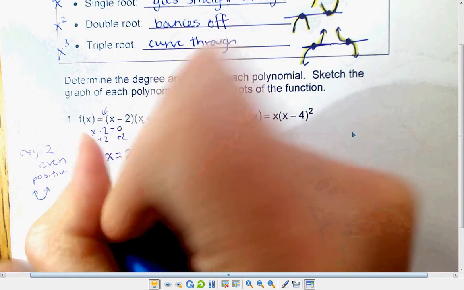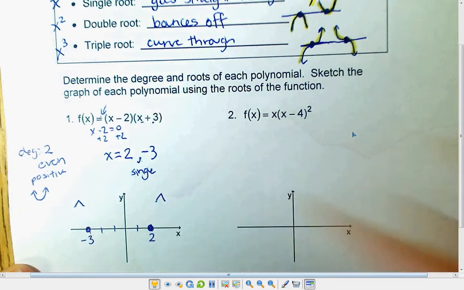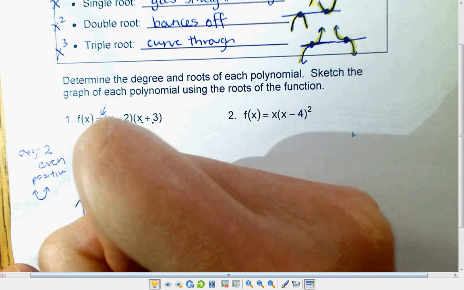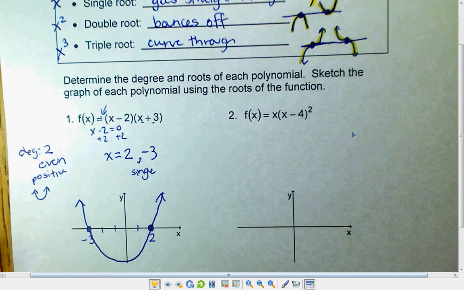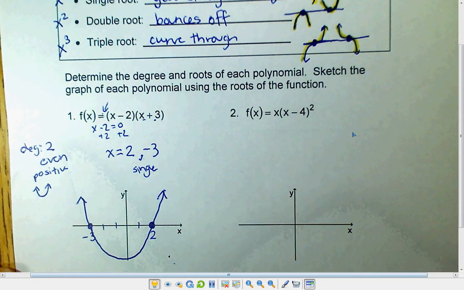So we know you want it pointing up on both sides. We want it to go straight through this one and also straight through this one. And so it looks like a parabola, which makes sense because it's a degree of 2. Right? Degree of 2 is a quadratic function.